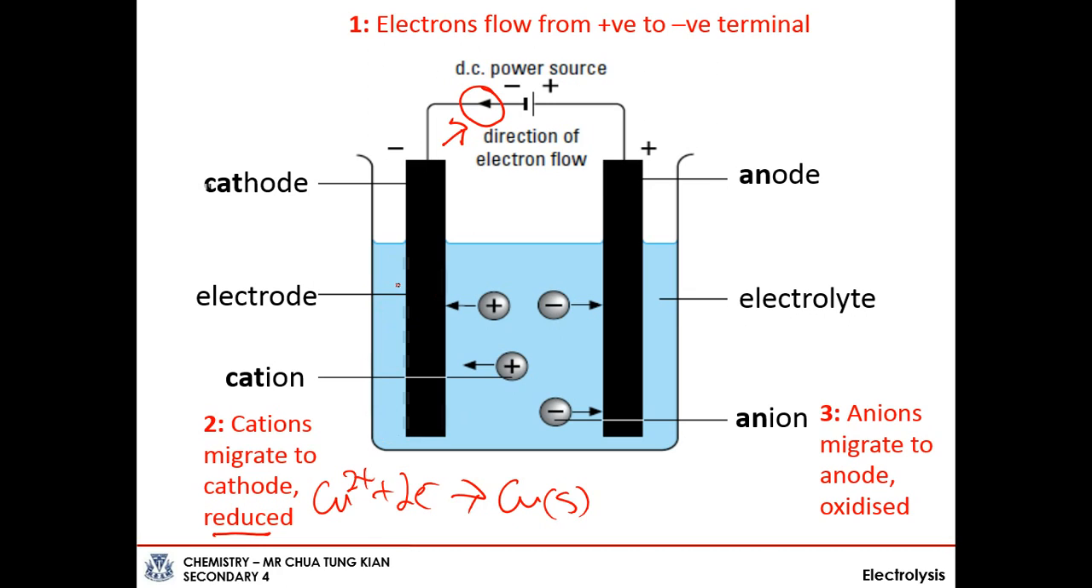Similarly, the anion migrates to the anode. So let's have an example, OH-, an anion. So when it moves to the anode, it loses electrons to the power source, and as a result it is oxidized. So OH-, most of the time it is oxidized to oxygen gas. Later on we'll cover more about this as well.